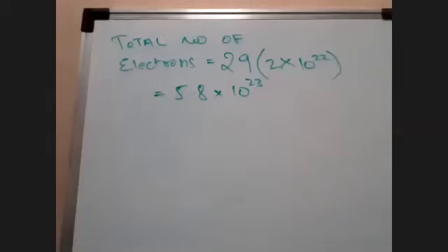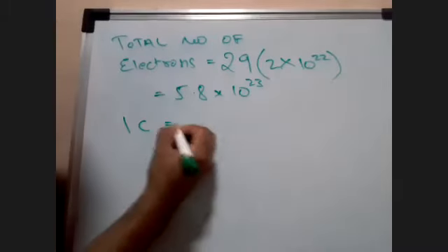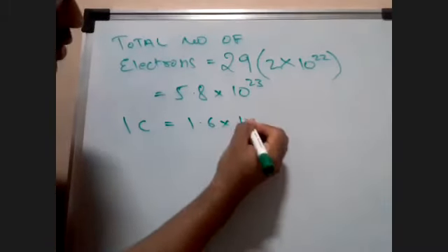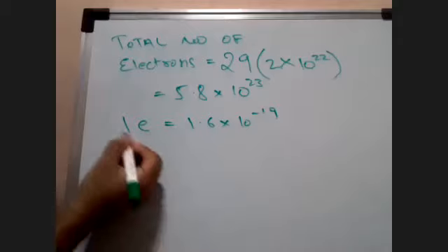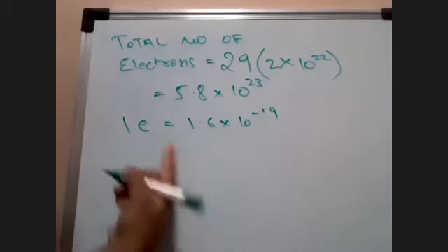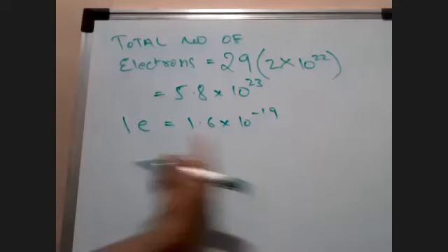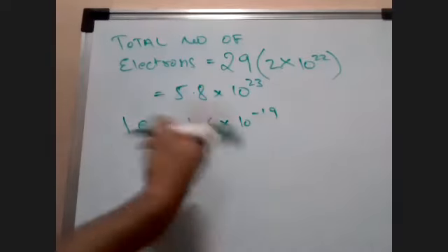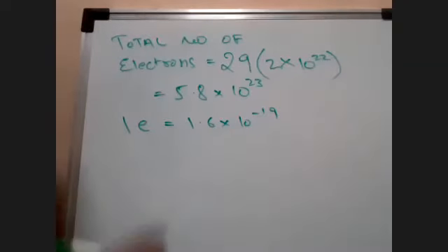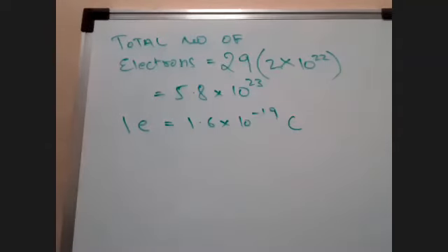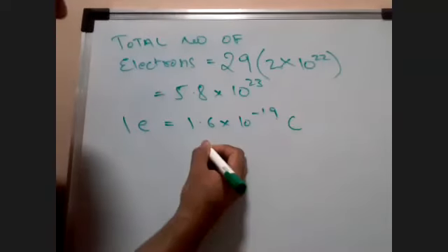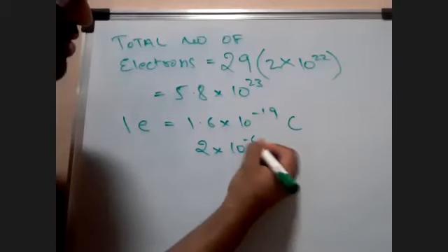So now understand this: one electron has a charge of 1.6 into 10 raised to minus 19 coulombs. We are taking the magnitude of it, so we're not taking the negative. The electron charge is minus 1.6 into 10 raised to minus 19, but just for calculation purposes we'll take it as positive. Then what will 2 microcoulombs be? 2 microcoulombs is 2 into 10 raised to minus 6 coulombs.